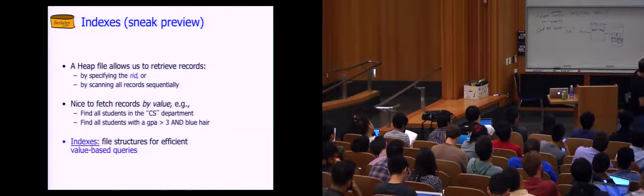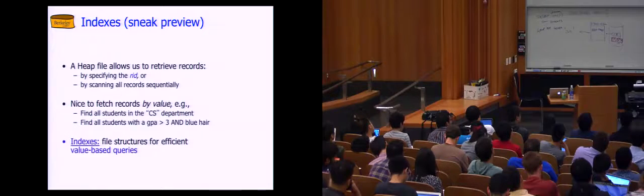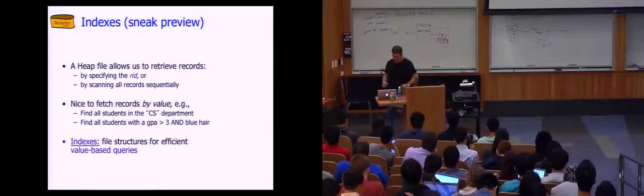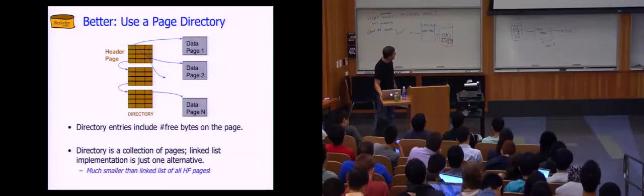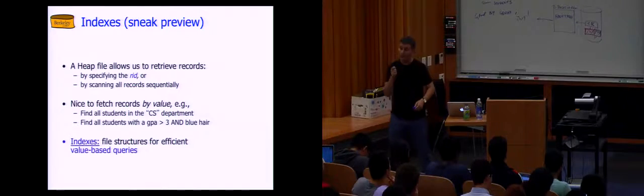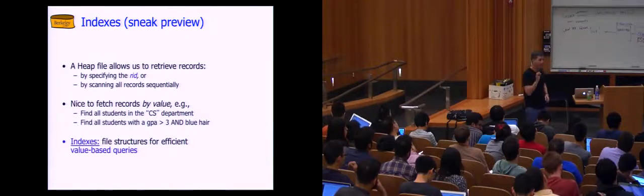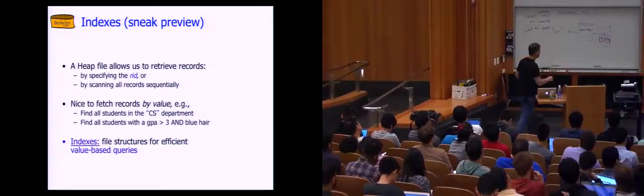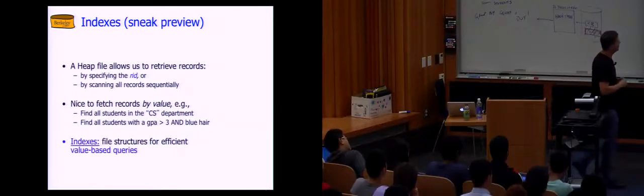So a heap file allows us to retrieve the records by specifying a record ID or by scanning all records sequentially. What we haven't done yet is talk about what a record ID is, which I'm going to talk about on the next slide. So I'm going to hold that thought. But heap files will allow us to fetch individual rows by record ID. They'll also let us scan through all the rows in arbitrary order.